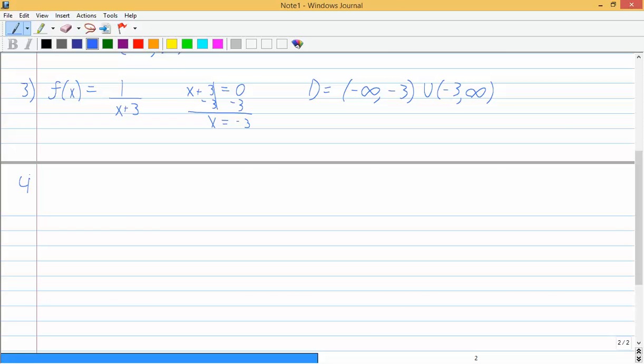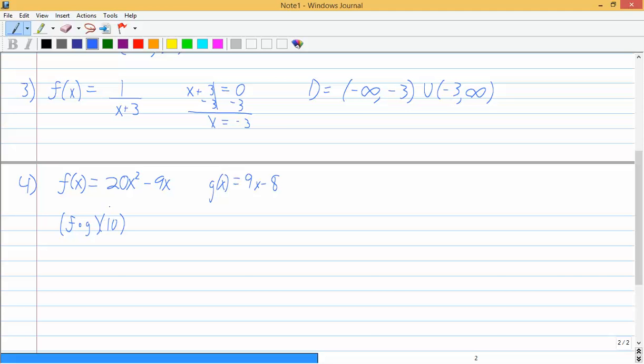Problem number 4 says f of x equals 20x squared minus 9x. G of x equals 9x minus 8. Find f of g of 10. Now, if it was f of g of x, I would just find f of g of x. I would take the g and I would plug it into the f. But since I want to find f of g of 10, there's a shortcut.